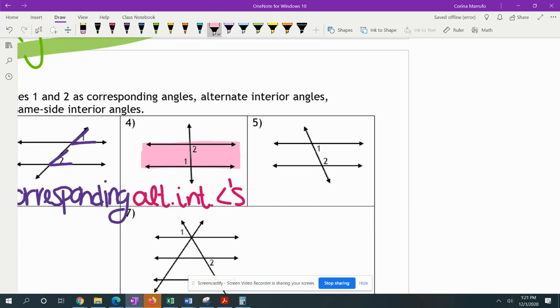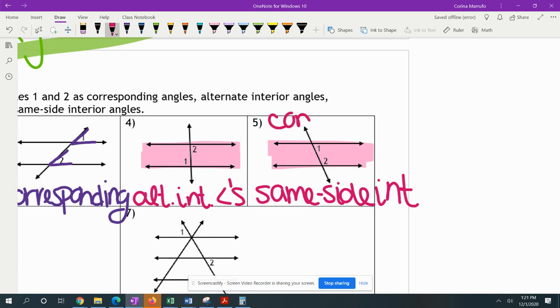Okay, look at this one. Both of these angles are inside again, but they're not on alternate sides of the transversal. These are on the same side. So these are same side interior, or they're also called consecutive angles. Consecutive.